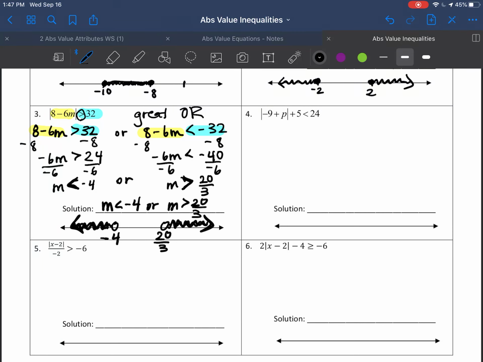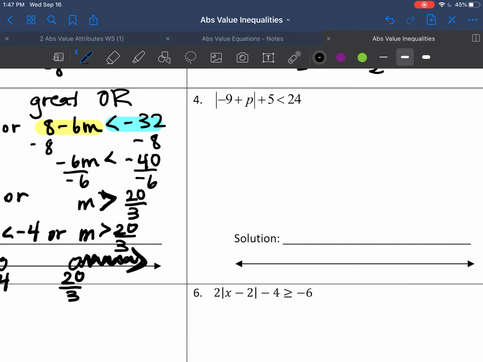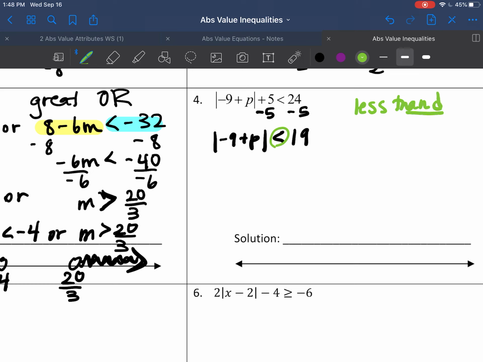Okay, for number 4, the bars are not isolated, so we need to do that first. Now we're ready to decide. This is a less than, so we need an and. So when I write my cases, and we know we're going to get a sandwich, flip it, switch it.